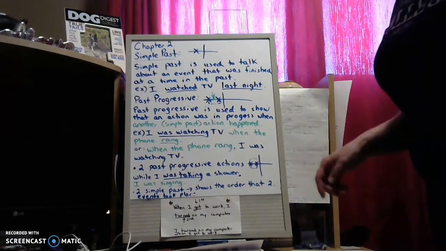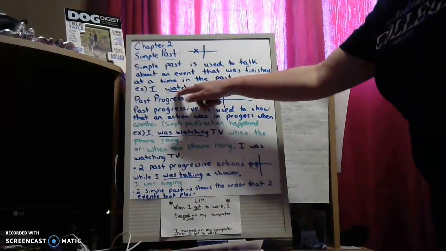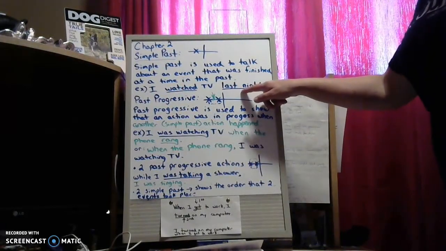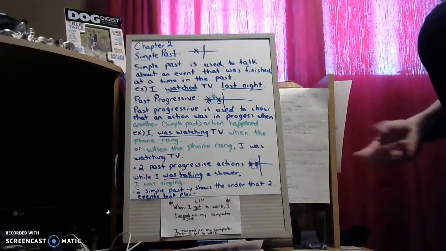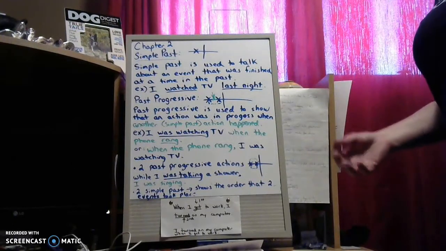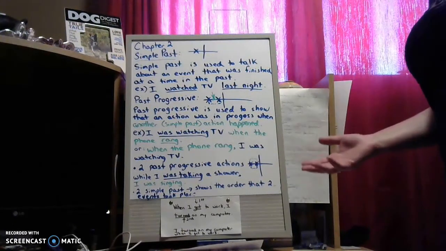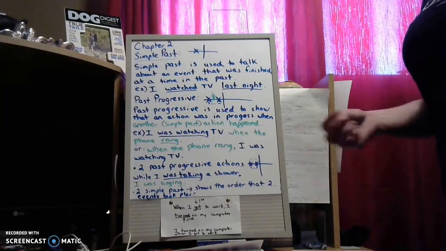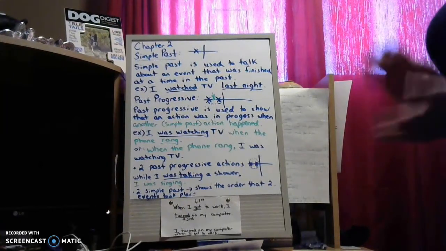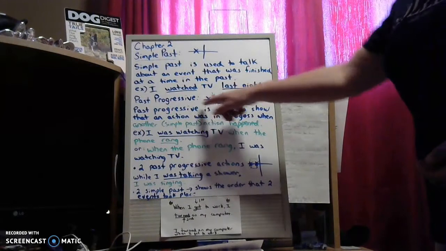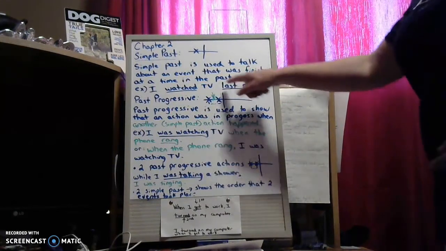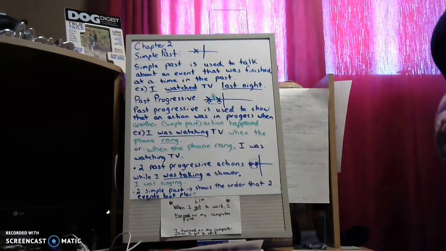So I can say I watched TV last night. It doesn't matter if I watched for an hour or 2 hours or 10 hours. I'm just saying that this is something that happened in the past. Past progressive, on the other hand, can tell me two things happened in the past. So you're going to have two clauses, an independent clause and a dependent clause.